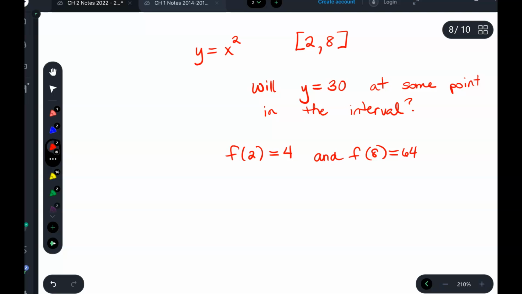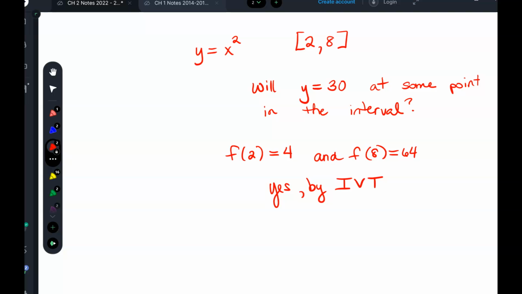So at some point, according to the intermediate value theorem, it has to be 30. It also has to be 31. It also has to be 31.2, and so on. It has to have those values. So, yes. And we can use abbreviations on the FRQs. You would say f of 2 equals 4 and f of 8 equals 64. So therefore, by the intermediate value theorem, it has to equal 30 at some point.